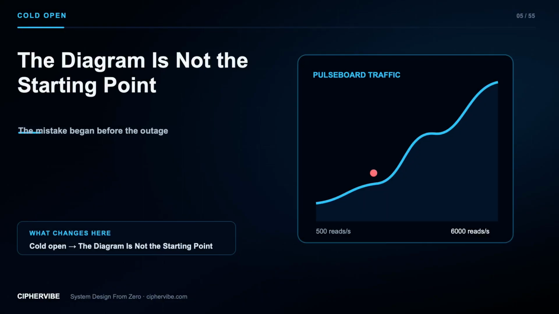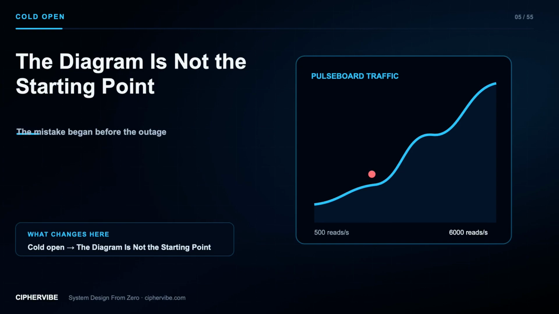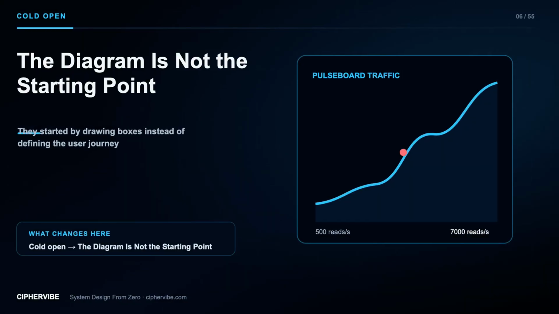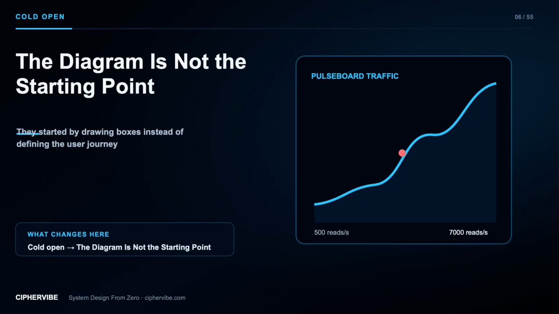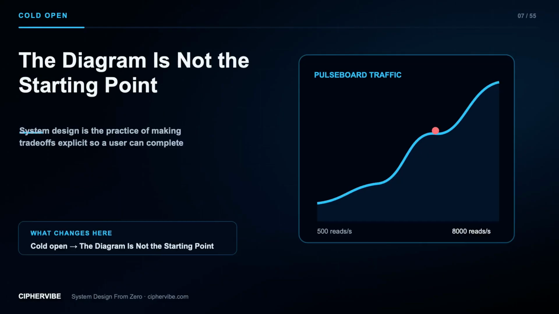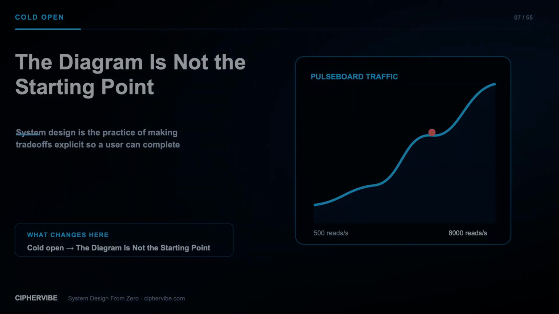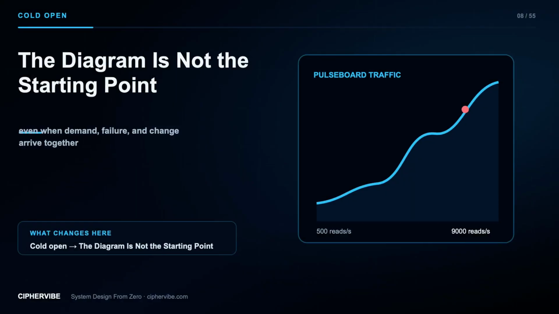The mistake began before the outage. They started by drawing boxes instead of defining the user journey. System design is the practice of making trade-offs explicit so a user can complete an important action at a useful speed, even when demand, failure, and change arrive together.